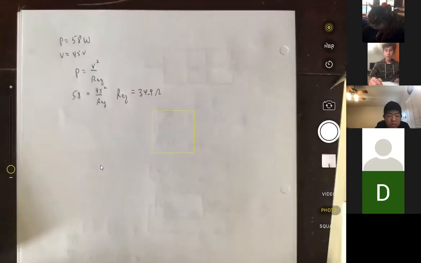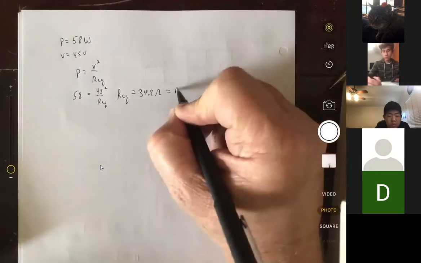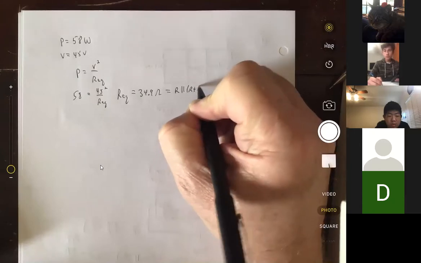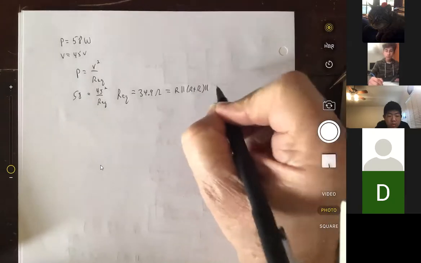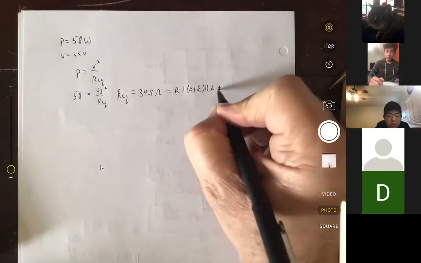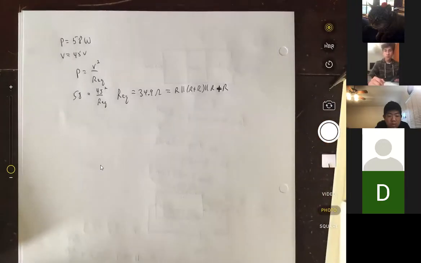ohms. And now that 34.9 ohms has to be equal on number 71. I've got R2, R3, R4, and R5 in parallel with each other. So I've got one of the R's in parallel with the sum of two R's, because they're in series, that's in parallel with one of the R's. And then once you get that, you're going to add one last R to it, because the first R, R1, is in series with the rest of that thing.